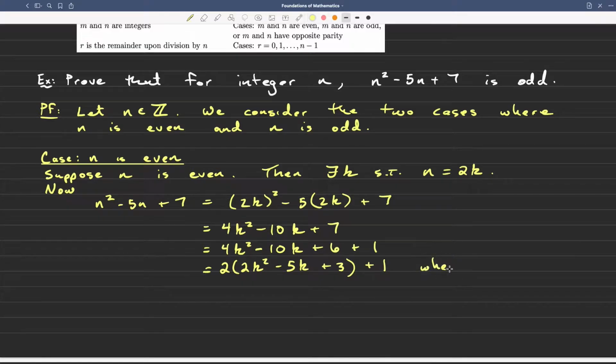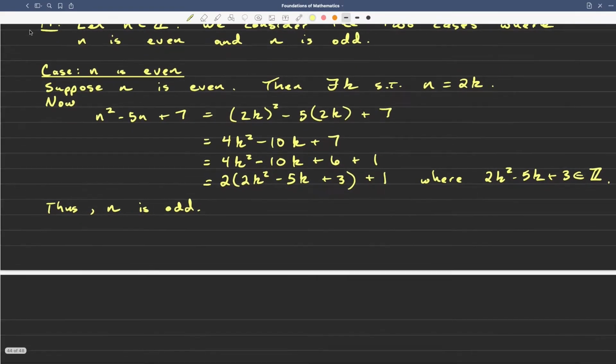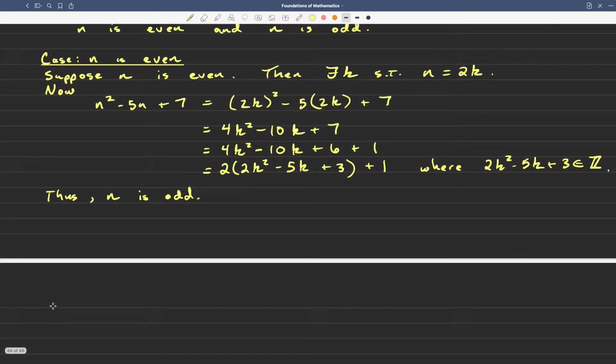I'm going to point out, just for emphasis, that 2k squared minus 5k plus 3 is an integer on account of k being an integer. So our expression here, n squared minus 5n plus 7, has been written as 2 times an integer plus 1. So that's what it means to be odd. Okay, and now we need to consider the case when n is odd separately. So I'll continue on to the next page here.